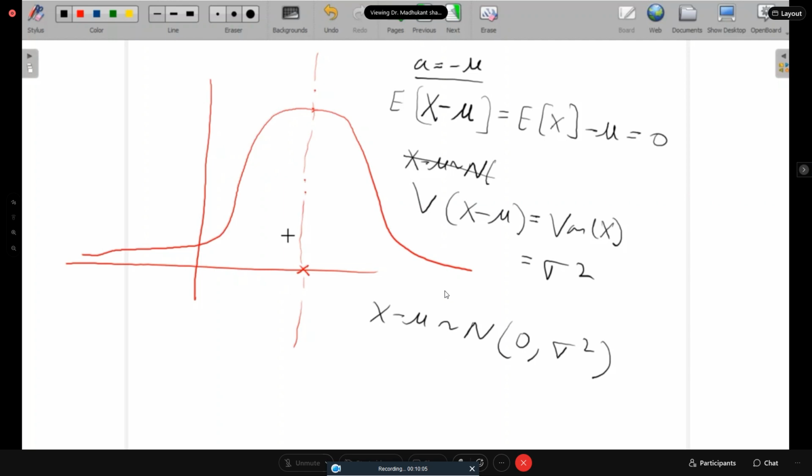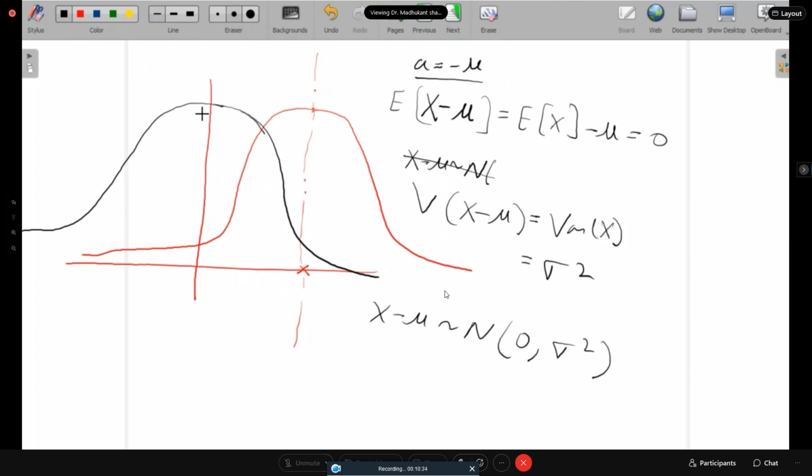So it's only shifting. The new curve will be symmetric about the origin, the line x equals 0. It's only shifting. My drawing may not be that correct, but I hope you understood. This bell shaped curve is shifted to the origin.